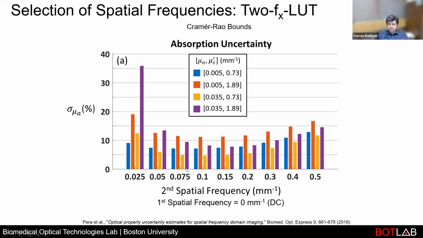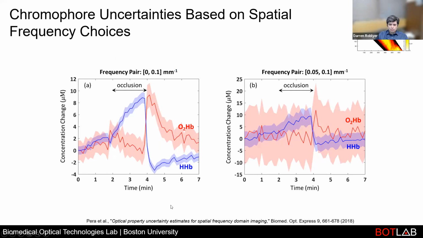You can see the uncertainties are minimized over these optical properties when one, again, uses an intermediate second spatial frequency around 0.1, 0.15, or 0.2. And this is, in fact, what most groups do unless they're doing something really particular with SFDI. Here's an example of what happens when you choose what I'll call a more favorable choice of frequency pairs versus a less favorable choice. What you're looking at is chromophore extractions, oxy and deoxyhemoglobin, from a cuff occlusion.